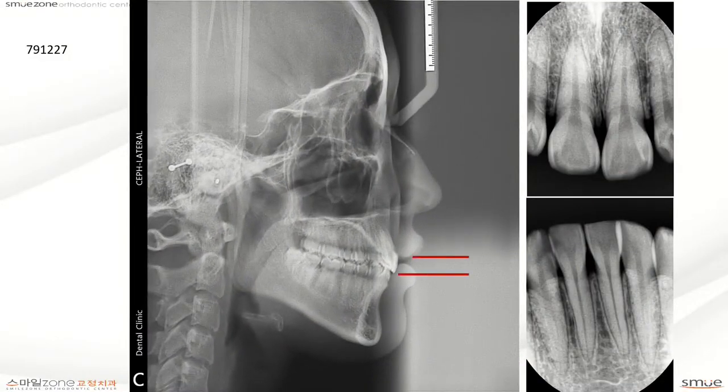And her lip to incisor position is a little bit bigger than average, 2 or 3 millimeters, as you can see here. So that's why she produced a deep bite and gummy smile.